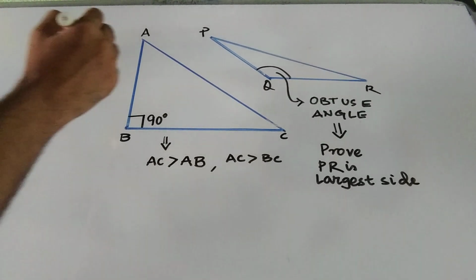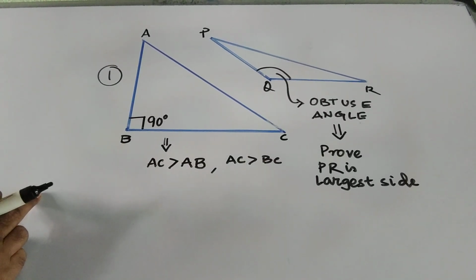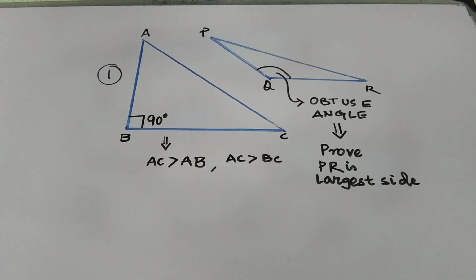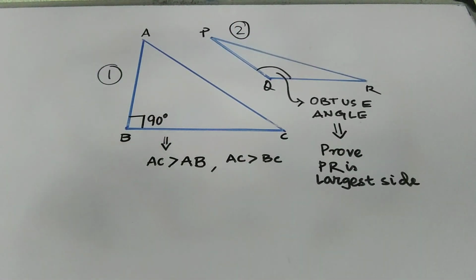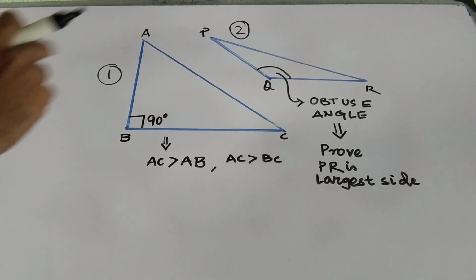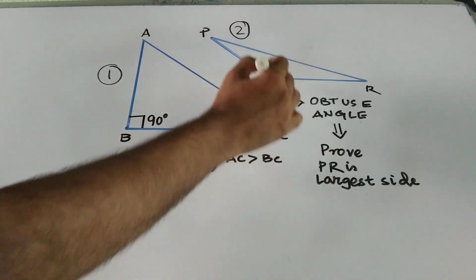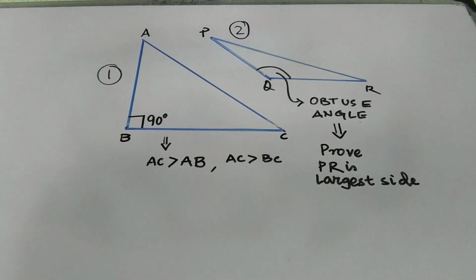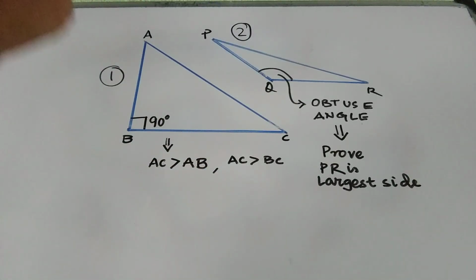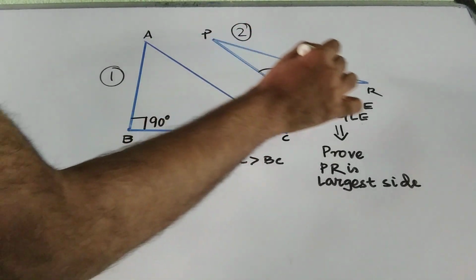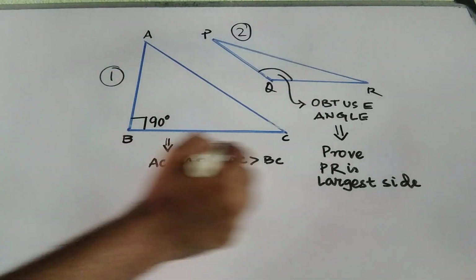What is that? Number one is that we are going to prove that the hypotenuse is the largest side of a right angle triangle. And secondly, that for an obtuse angle triangle, the side just opposite to the obtuse angle is the largest side. That is, I have shown you here PQR is an obtuse triangle where angle PQR is an obtuse angle.